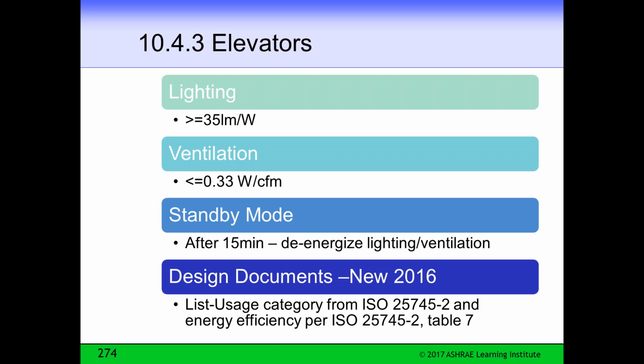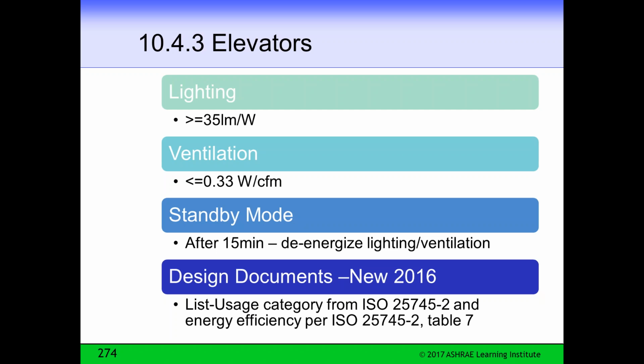Elevators are, so far, we document or have requirements for the lighting in the elevator, for the ventilation in the elevator, and we require the elevator to go into standby mode if it's waiting for longer than 15 minutes. We have the doors open and the lighting and ventilation de-energized.